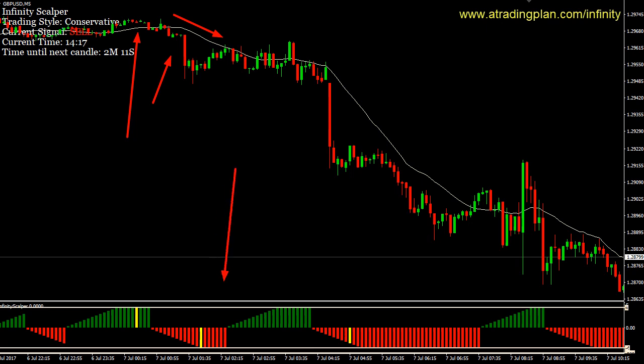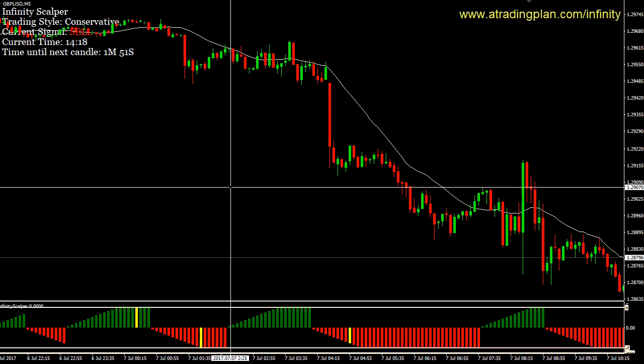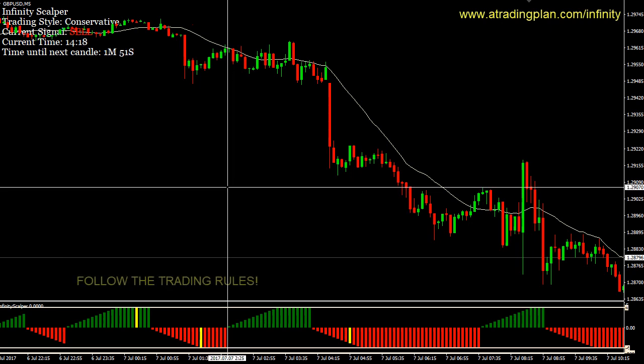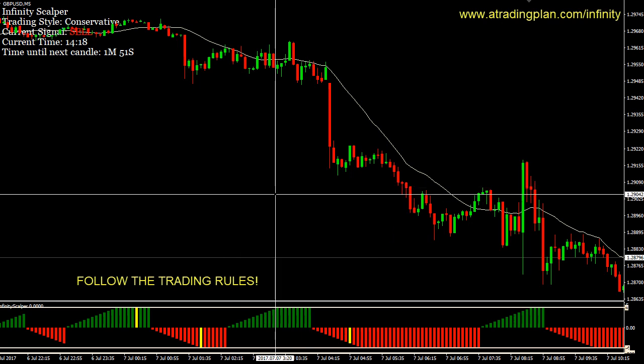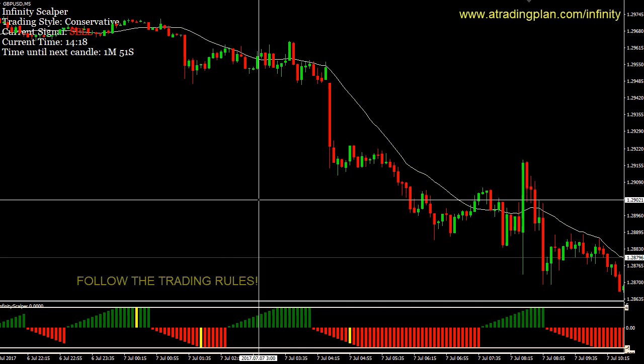We do get a long trade set up right here, but we don't start trading until 3 o'clock. This is 2:25. So we're waiting for 3 o'clock. And 3 o'clock is right here. That wasn't 3, that was 4. It's right around this area right here.